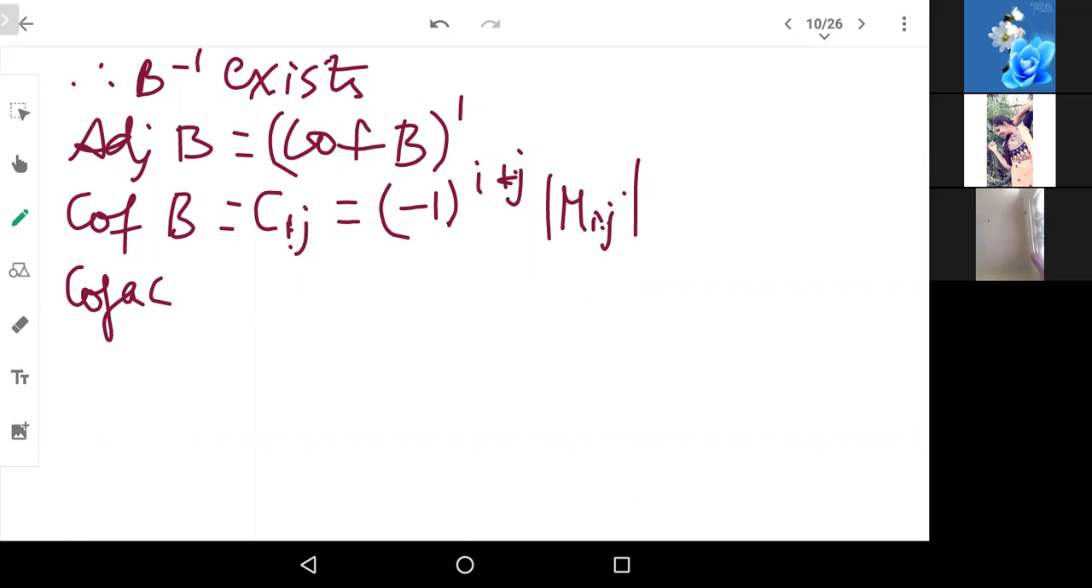Sindhu, is that the final answer that you're giving me? 4, -5 by 3 and all? No, Sindhu, that's not the right answer. Check once again. 12, -5, -5, 3 is the cofactor answer. Correct. Now find the adjoint and find the inverse quickly.